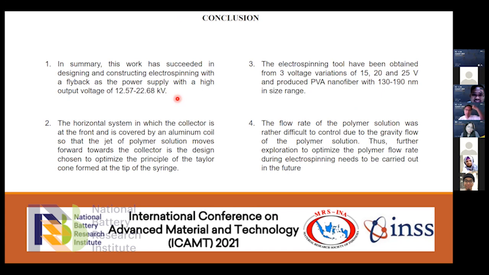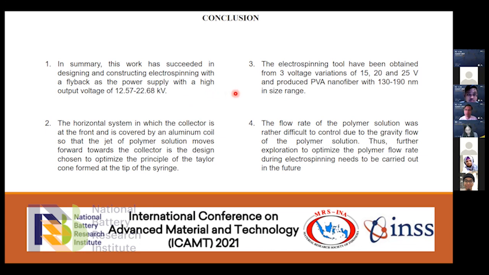In summary, we can say that this work has succeeded in designing and constructing electrospinning with a flyback as the power supply with a high output voltage of 12.57 to 22.68 kilovolts, and the horizontal system, in which the collector is at the front and is covered by aluminum foil so that the jet of polymer solution moves forward toward the collector, is the design chosen to optimize the principle of the syringe pump at the tip of the spinneret.